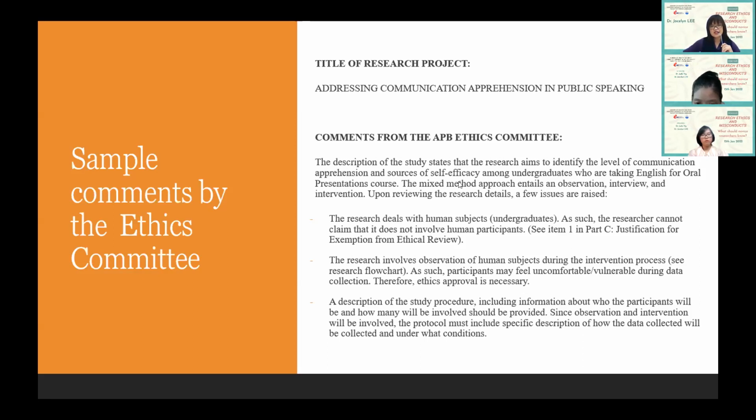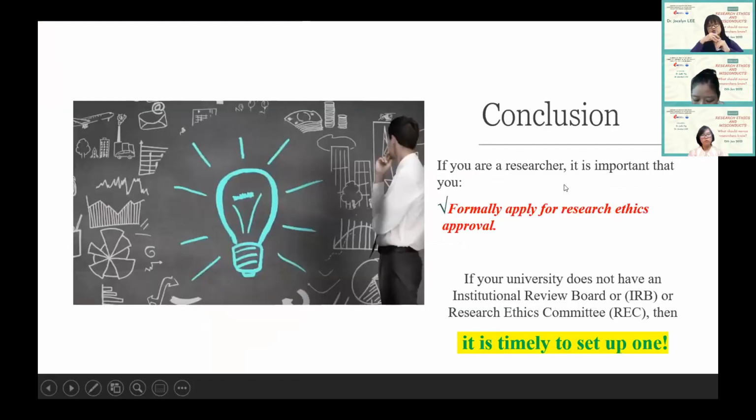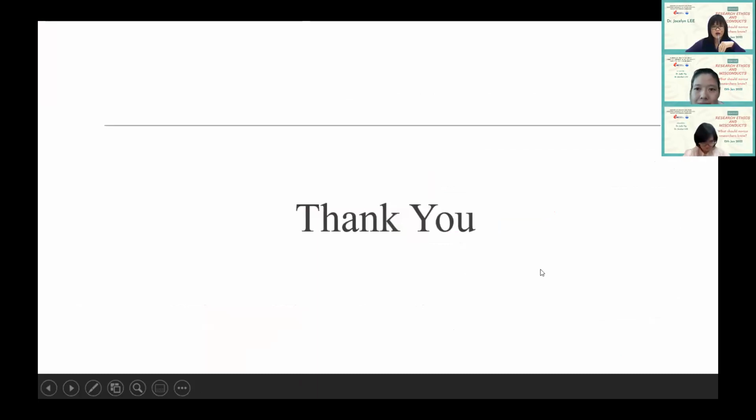So these are just some of the samples. I will show you that when someone applies for ethics approval. Right. So in conclusion, if you are a researcher, it is important that you formally apply for research ethics approval. Now, if your university does not have an institutional review board or IRB or research ethics committee REC, then it is timely to set up one. So this session is a very good start. Yeah, you kickstart the whole thing about research ethics application. So thank you very much. That's all of my presentation.